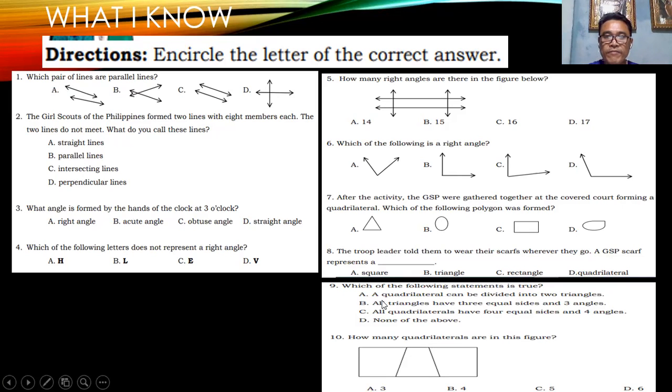9. Which of the following statements is true? A, a quadrilateral can be divided into 2 triangles. B, all triangles have 3 equal sides and 3 angles. C, all quadrilaterals have 4 equal sides and 4 angles. D, none of the above. And number 10, how many quadrilaterals are in this figure?